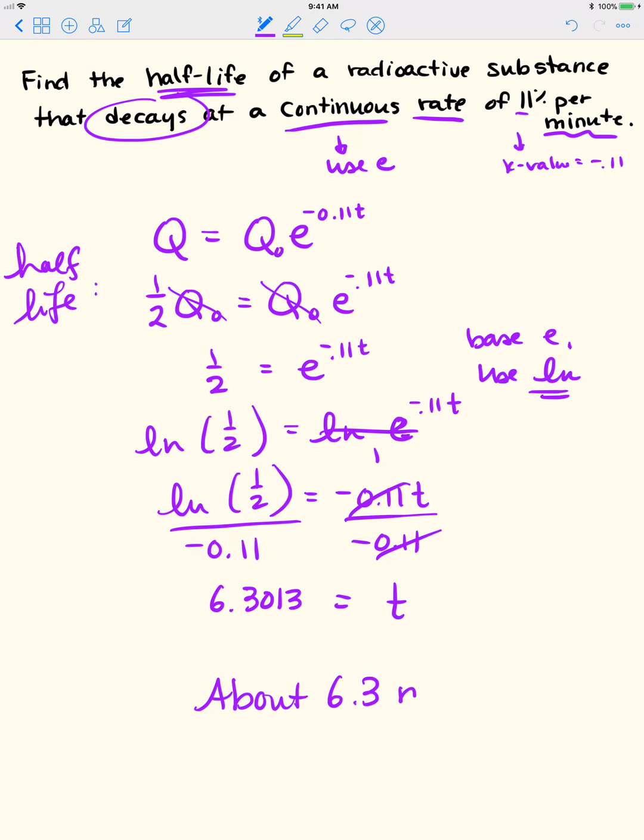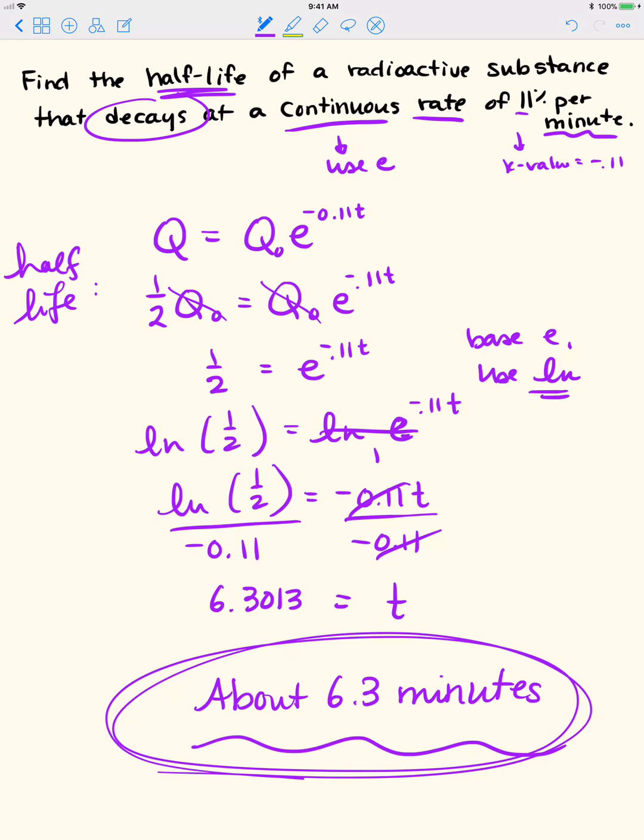So I'll say 6.3. Again, just pay attention to what the question asks you to round to for assessment purposes. So the half-life of some random radioactive substance that decayed continuously at 11% per minute, it'll take about 6.3 minutes for half of that substance to be there. All right, so there's half-life, doubling and half-life. Set up your equation, find your time, you're good to go.